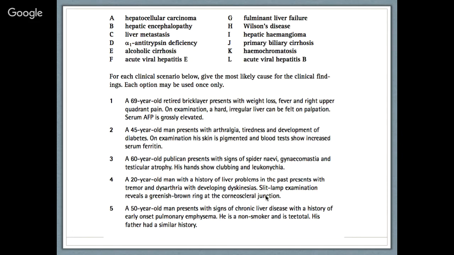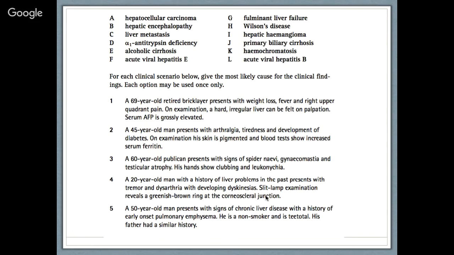A 45-year-old man with arthralgia, tiredness, and developing diabetes. I'll give you a clue. Skin's pigmented, so it's bronze, let's say. Hemochromatosis, yeah. A 60-year-old presents with signs of spider nevi, gynecomastia, clubbing, leukonychia. Anyone guess this one?